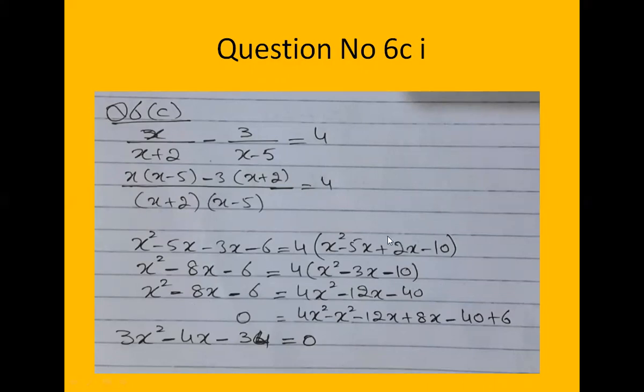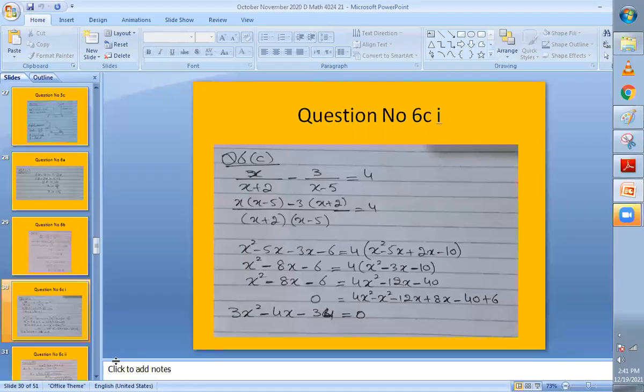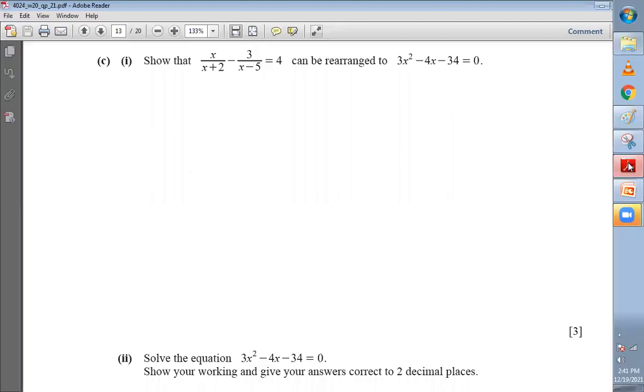Take all of them to this side. So you will have 4x squared minus x squared minus 12x plus 8x minus 40 plus 6. So you will have 3x squared minus 4x minus 34. So we have shown that this can be simplified into that equation. This was a 3-mark question, a very simple and straightforward question.